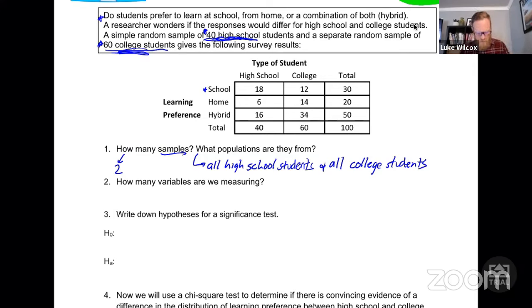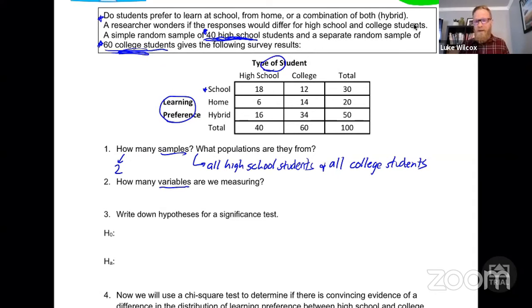Now, question number 2 is asking about variables. How many variables are we measuring? Well, very clearly, if you look up at the data here, we are measuring the learning preference for each student. So that's certainly a variable. Now, some people might argue that type of student is a variable. But the reality is that type of student is the way that we're differentiating our two populations here. And we took separate random samples from each one of those populations.